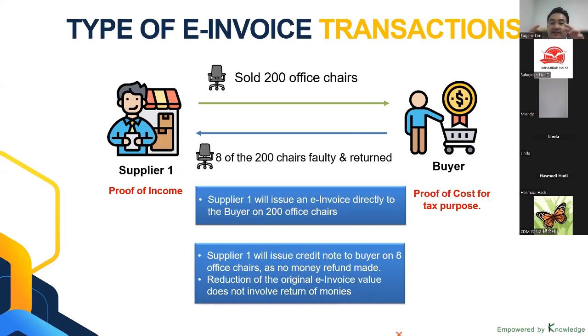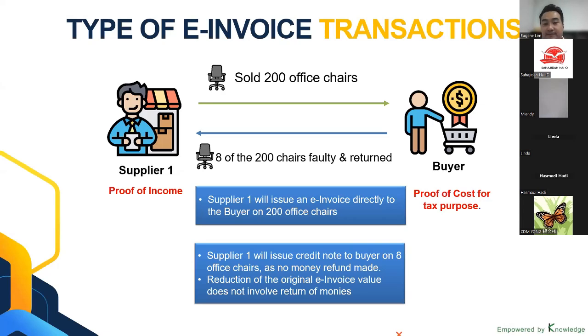This credit note is just used to reduce the previous income of the 200 pieces of the office chair. There is no money returned involved because the supplier thinks that soon, I will replace another 8 units to you. I issue you an e-invoice for the balance 8 units when they replace them to the buyer. So there is no money refund to the buyer.